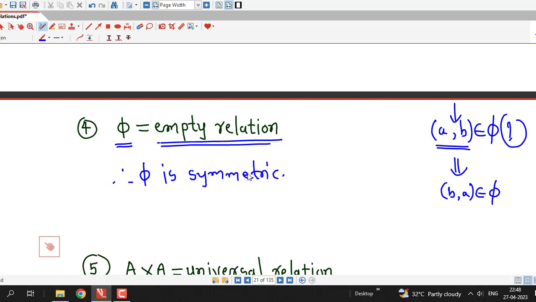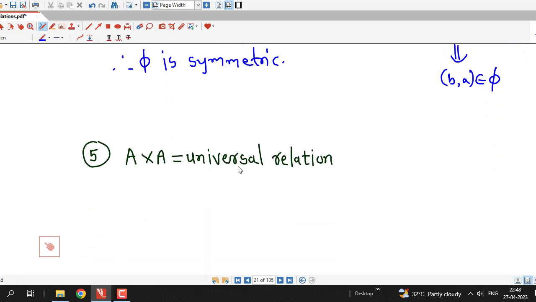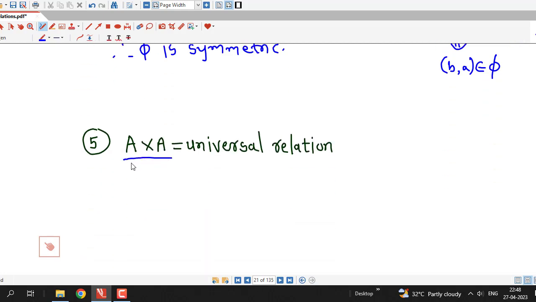If a relation is not symmetric, then we have to show the existence of at least one ordered pair such that this condition is not satisfied. But phi is the empty relation, so there is no such pair. Therefore phi is symmetric. Then we have the universal relation.